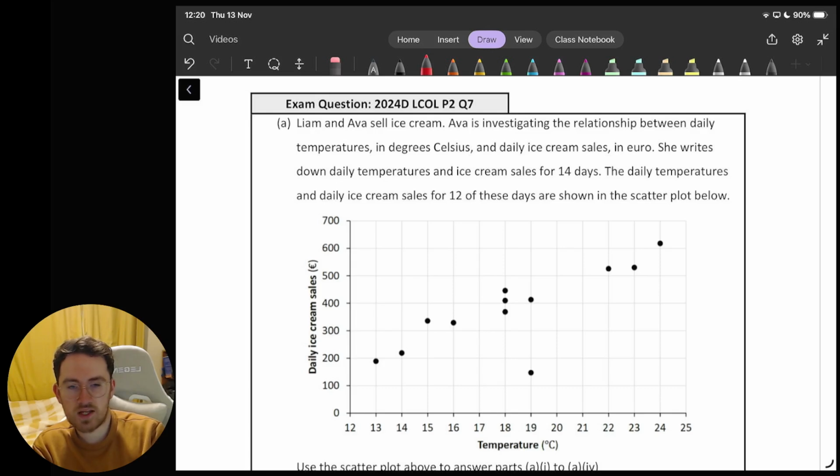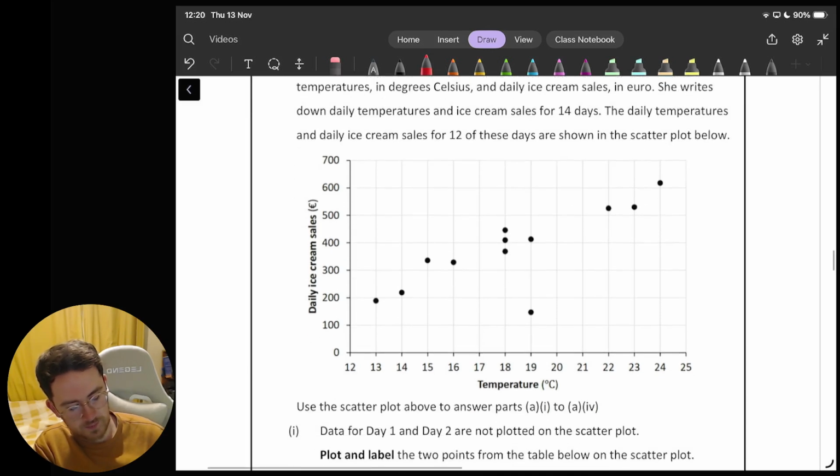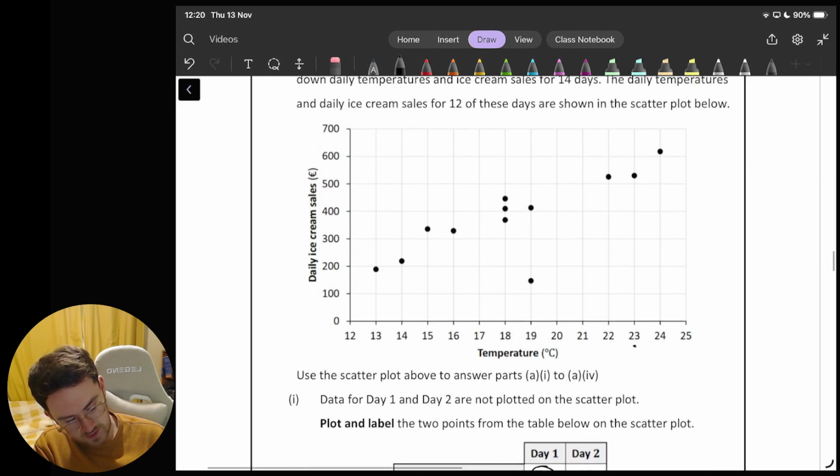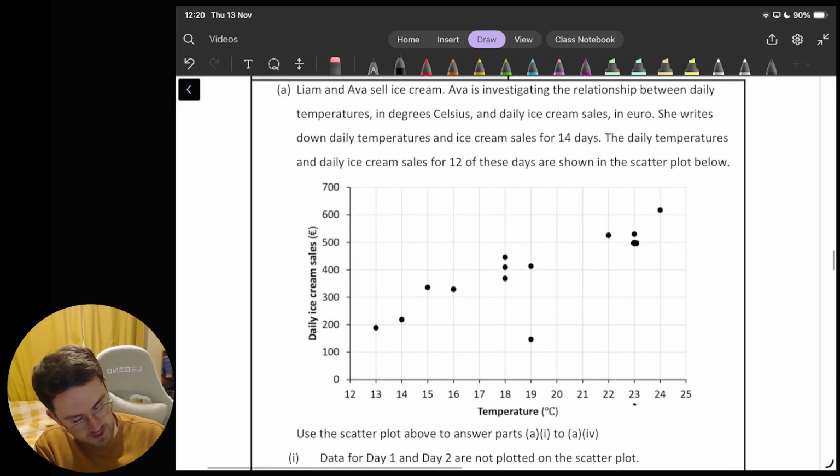Okay, and this is for 12 of the days is what she has plotted already. There's 2 days here that she has not plotted that we have to plot ourselves, so let's do that. Temperature of 23 degrees would be here, and the ice cream sales that go with that is 500, so let's go up to around about 500 and mark in our point here. Let's do the same with 17 and 400, so 2 nice points I suppose to plot in, kind of nice easy ones.